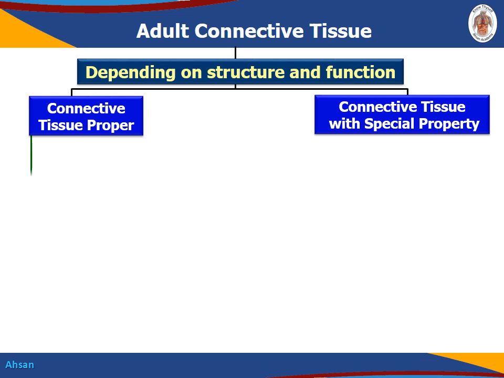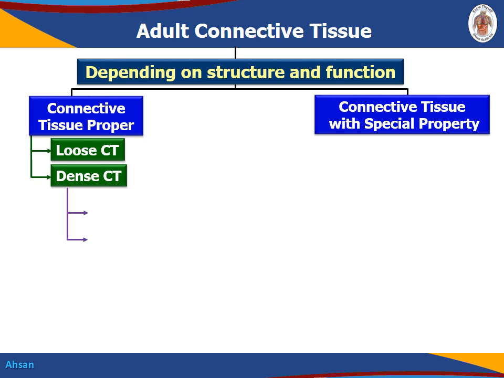This connective tissue proper can be classified into loose connective tissue and dense connective tissue. Dense is again classified into regular and irregular form of connective tissue.